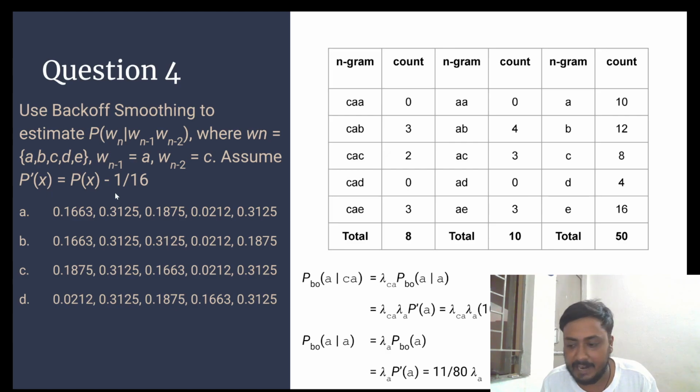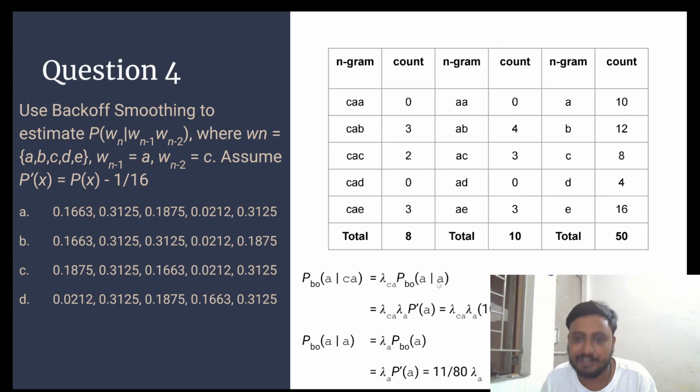Why are we doing back off smoothing? The problem is, as you can see in this case, there are many counts which are 0. If we were using a pure trigram model without any kind of smoothing, then the probability of a given ca would have been 0. But we don't want 0 values because they are not realistic, so we want smoothed out values. Back off is an idea of discounting from the rich and giving to the poor.